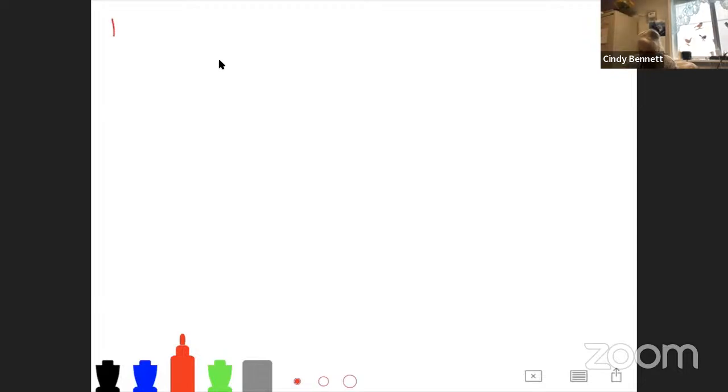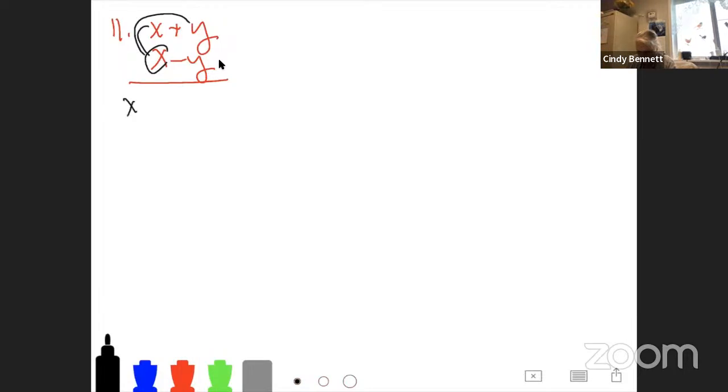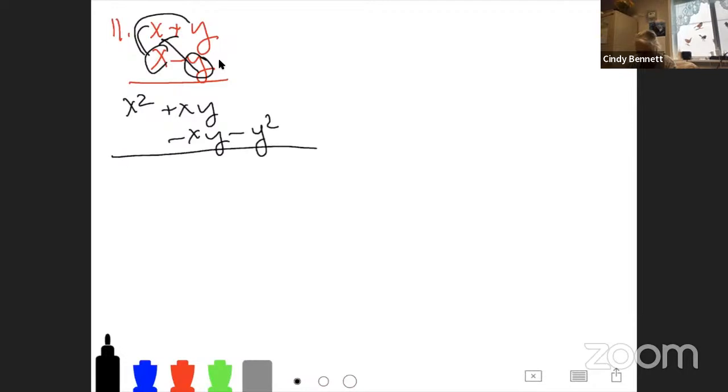Okay, so number 11, x plus y times x minus y. We are going to multiply this by each term. So x times x is x squared plus xy. And then you're going to come down to the second row, and negative y times x is negative xy. Negative y times y is negative y squared. Then you're going to add them together. xy minus xy is 0, minus y squared. Okay, so that is number 11.